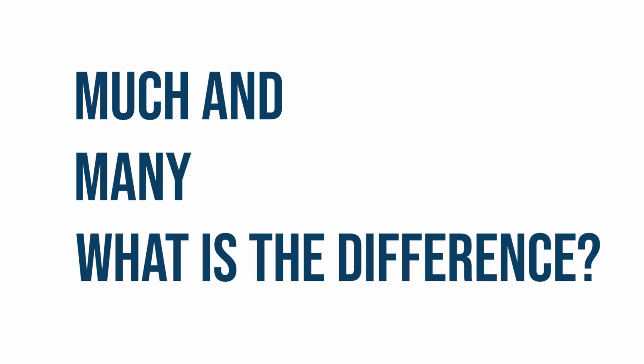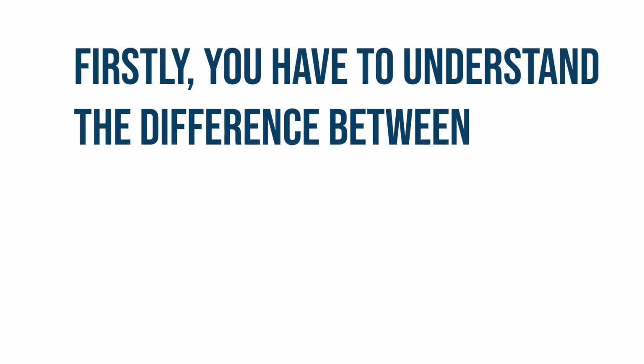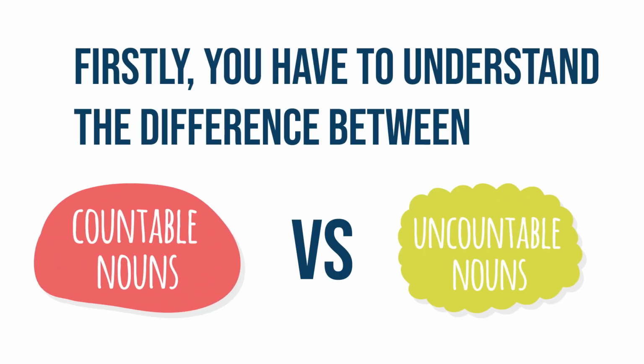Today we're looking at the English words much and many. And when we talk about much and many, we have to understand the difference between countable and uncountable nouns. So what do they mean? So let's look at those first of all.